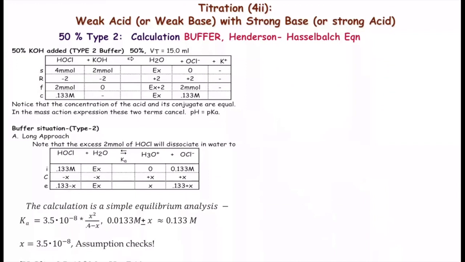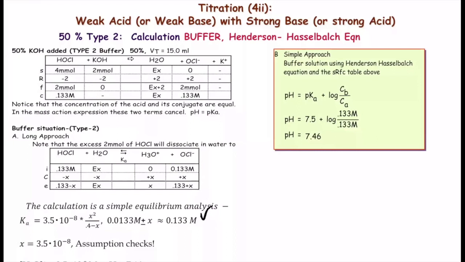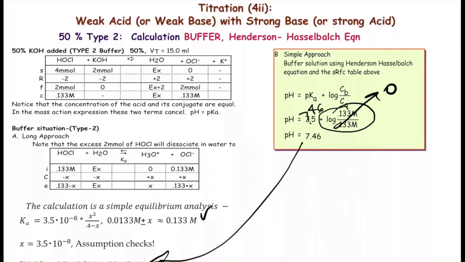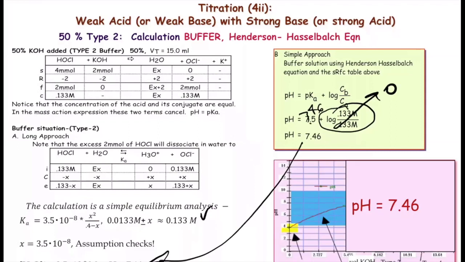This is the equation that I derived, and it works out. Or you can do the Henderson-Hasselbalch equation. You can see that these concentrations are the same, so that term goes to 0. This should be 7.46. So the pH is 7.46, just as we would have calculated if we did the ICE table.